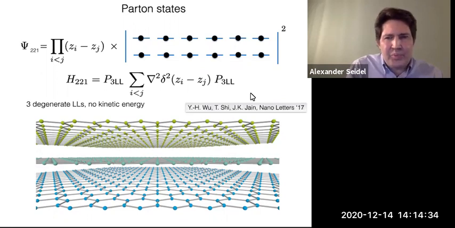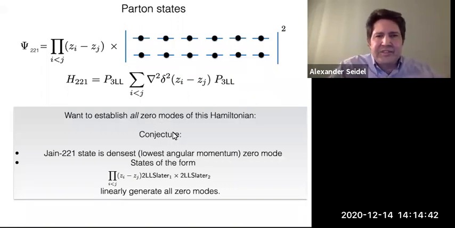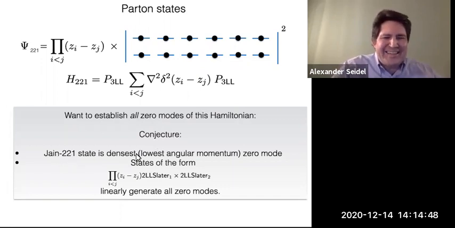So now back to the statement that we want to show. We would like to establish that all the zero modes of this Hamiltonian are given by the Jain 2-to-1 state as the densest, or lowest angular momentum, state that is a zero mode, and states of the form where we keep the Laughlin-Jastrow factor, but allow for a product of any two selected determinants. They don't have to look like that. They can have holes anywhere. We would like to show that this set linearly generates all zero modes. Sounds like a reasonable conjecture.